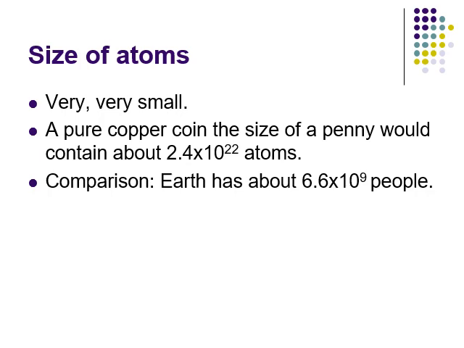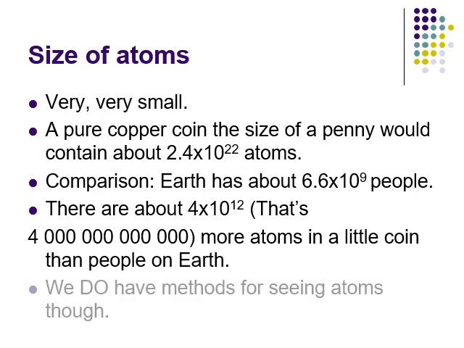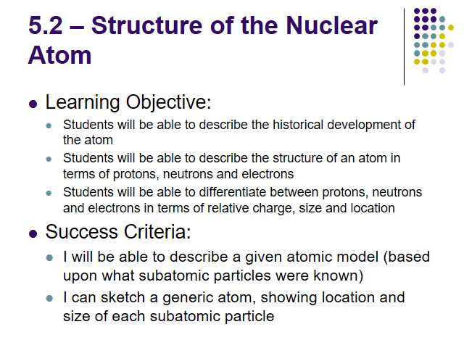Look at that exponent. That means that there is 4 times 10 to the 12th more atoms in a little coin than people on Earth. So again, that means you would need 4 times 10 to the 12th Earths worth of people to equal the atoms in a coin. What's interesting is that even though atoms are so small, we can still see them and see them pretty well.